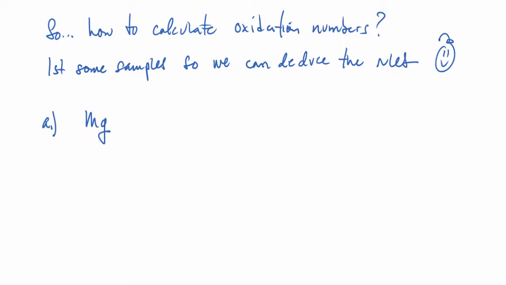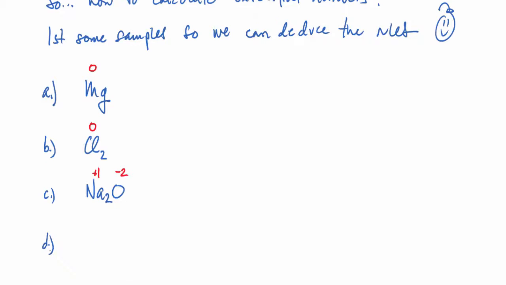So the first one here is magnesium. That one's oxidation number is 0. It's in elemental form. Chlorine gas, also an oxidation number of 0. It too is in elemental form. Here we have sodium oxide. Sodium's at a +1 charge and oxygen's -2. In these ionic compounds, it's pretty easy to work out the charges.